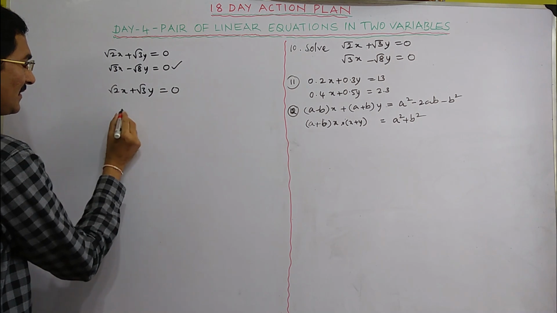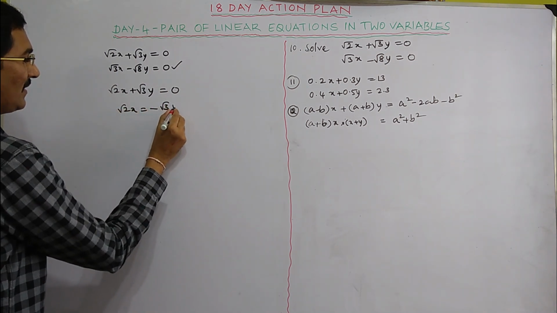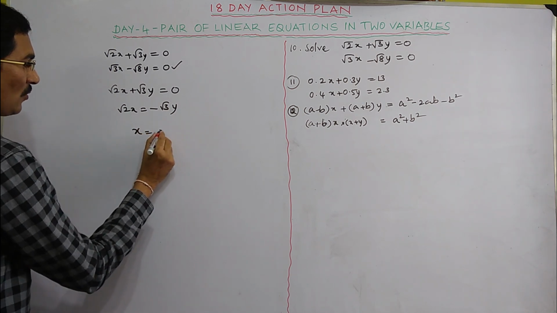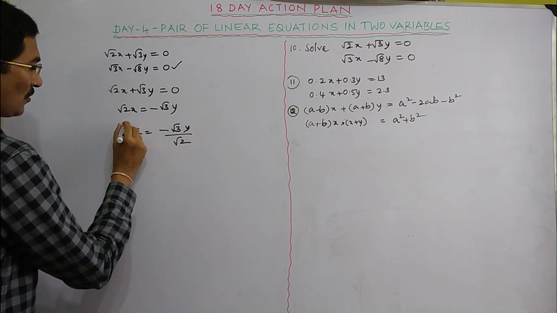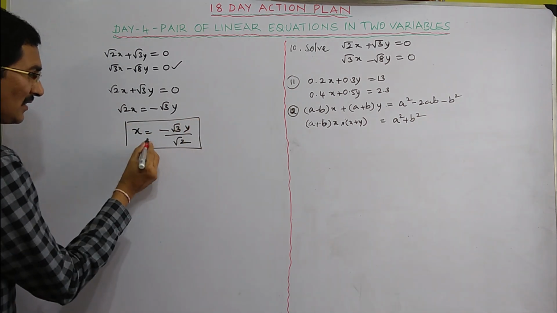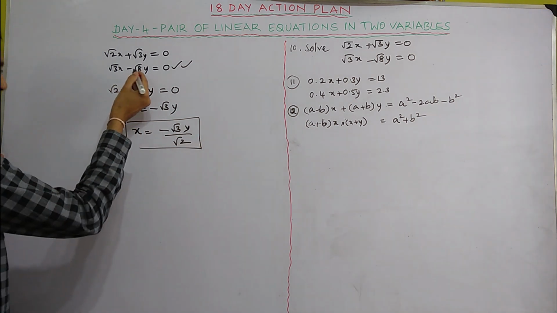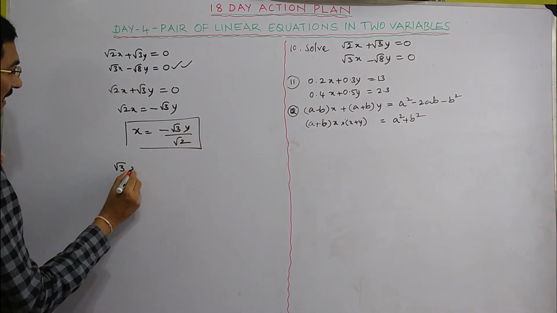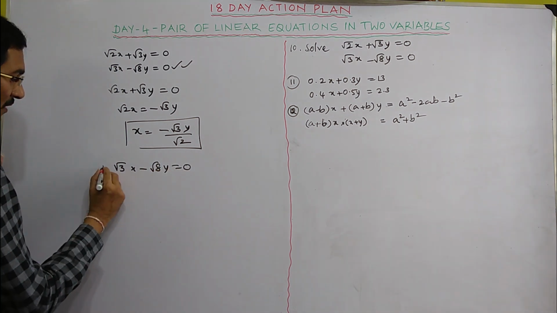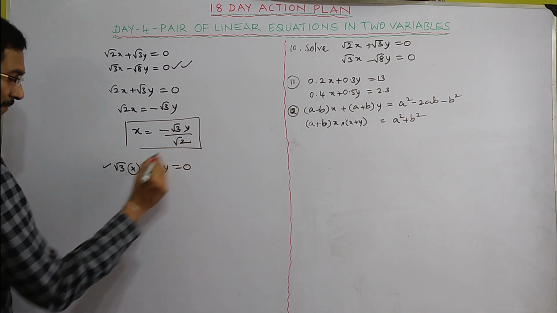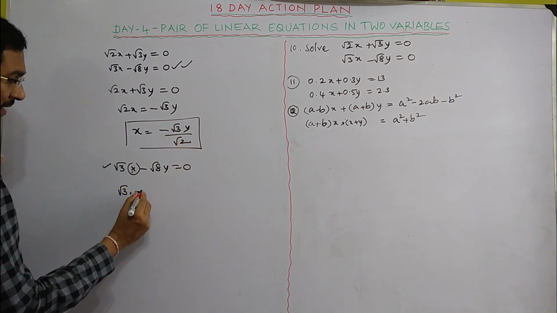From this you can take this away. So root 2x is equal to minus root 3y. So from this, x is equal to minus root 3y by root 2. So this is what we got. Substituting this in the second equation, we will get the value of y. So let us see. Root 3x minus root 8y is equal to 0. This is the second equation. So in this, substitute x is equal to this one. So root 3 for root 3, in place of x I am substituting minus root 3y by root 2.